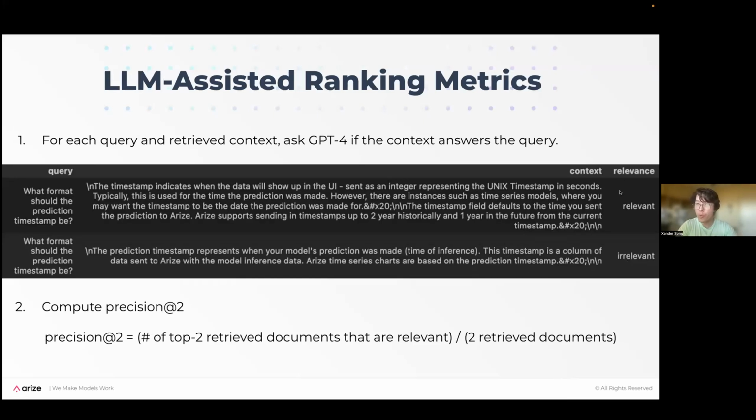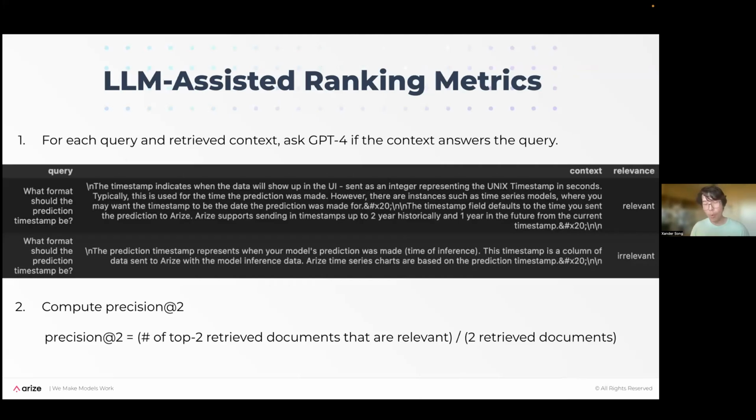So once we go through and get the relevant or not relevant classification from GPT-4 for each query-context pair, we're able to compute an LLM-assisted ranking metric. The ranking metric that we care about right now is precision at 2. What is precision at 2? It is just the proportion of the retrieved documents that are relevant according to GPT-4. If you have a precision at 2 of 0, that means that 0 of your 2 retrieved documents were relevant. If you have a precision at 2 of 1/2, that means 1 of your 2 retrieved documents were relevant. And if you have a precision at 2 of 1, that means all of your retrieved documents were relevant.